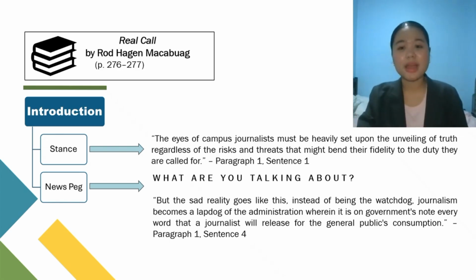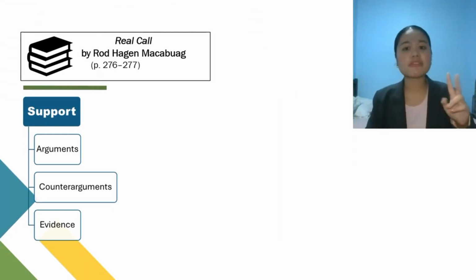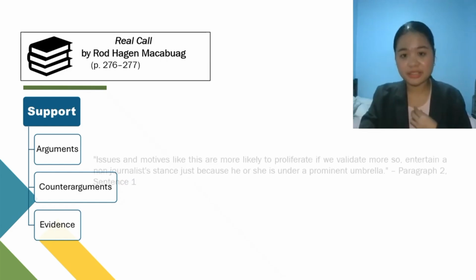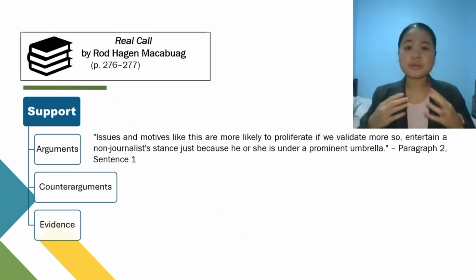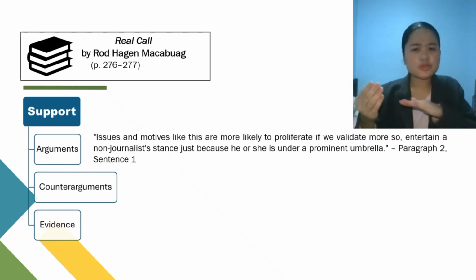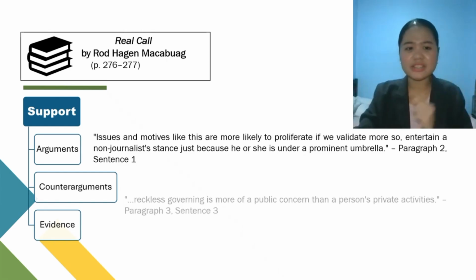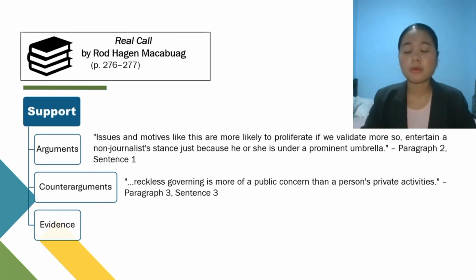Let's go visit the supporting paragraph. Here, the second structure of our editorial article is 2 to 3 paragraphs long, the supporting paragraphs. You can find here your arguments, counter arguments, and the evidence. So arguments are basically your perspective, your opinion, and you can find an example in paragraph 2, sentence 1 of Real Call. Now, if you can present your opinion, you should also be able to take the opinion that's opposite yours and demolish it with facts and evidence. That is what we call an opposition, a refutation, or counter arguments. You can find an example in paragraph 3, sentence 3 of our required reading.